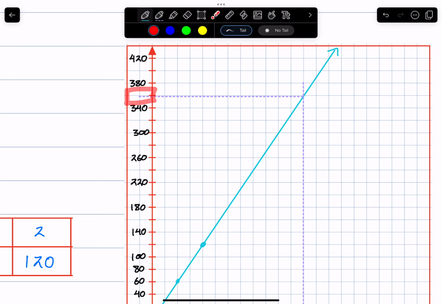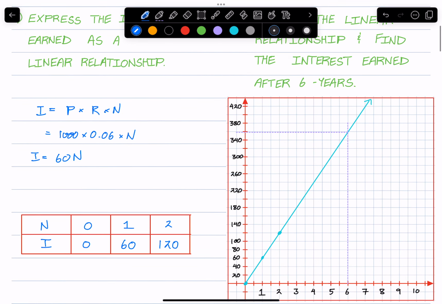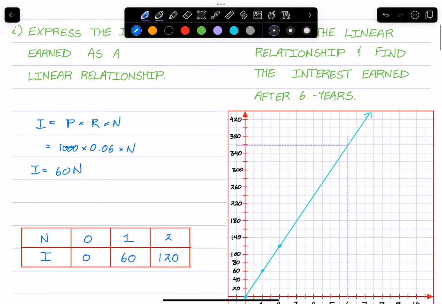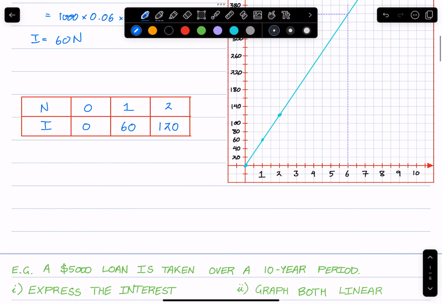So this would be $360 interest. So find the interest earned after 6 years. We could say I equals $360 in 6 years.